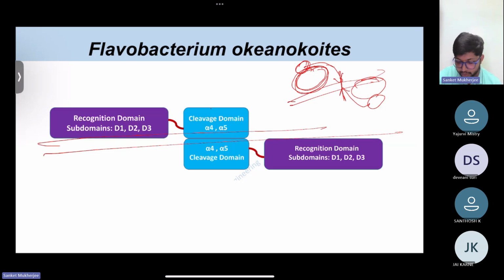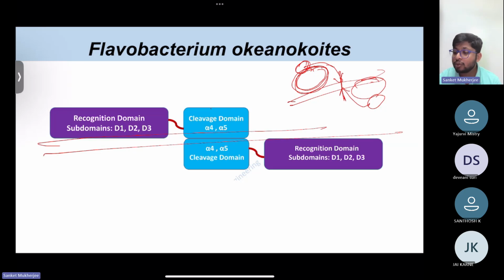So you can read about it. There are several papers already referred to in the lecture, which talk in detail about how this enzyme works. But what is important for us to remember is that there is a recognition domain and a cleavage domain of this protein. And if we can manipulate the recognition domain or the cleavage domain, either of them, we can create a restriction enzyme which can cleave any sequence of our choice. So that's the idea.